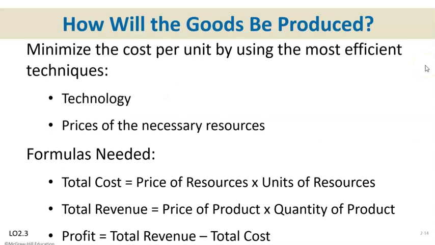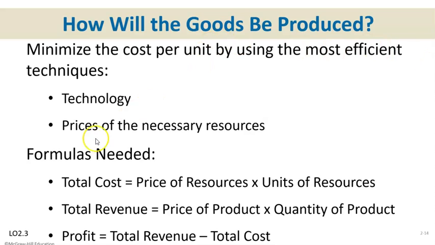The second question is, how will the goods and services be produced? And the answer is, in the most efficient way possible, which is the least cost production technique. This is going to be dependent upon the available technology as well as the prices of the resources that we're going to use. This is where we're going to get into the only math in this chapter. So we're going to be solving for the least cost production technique.